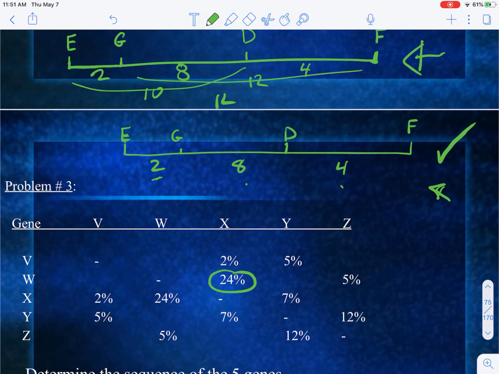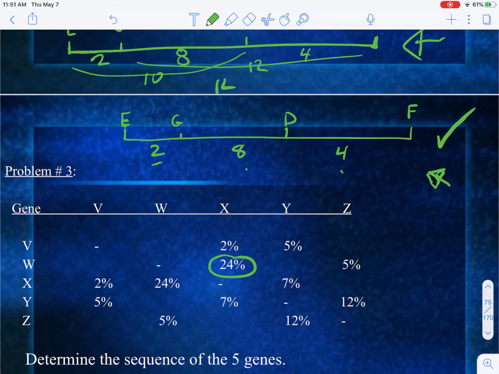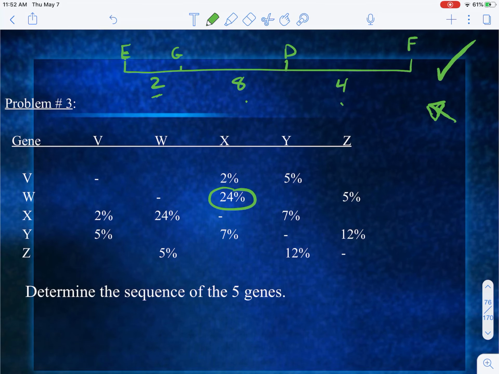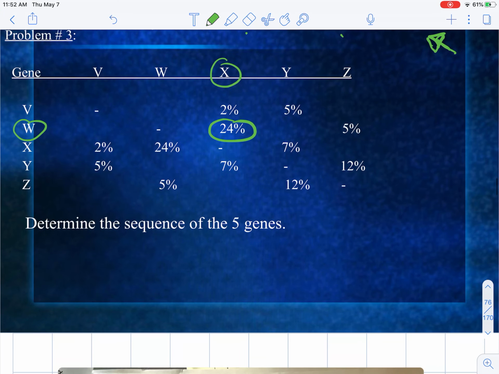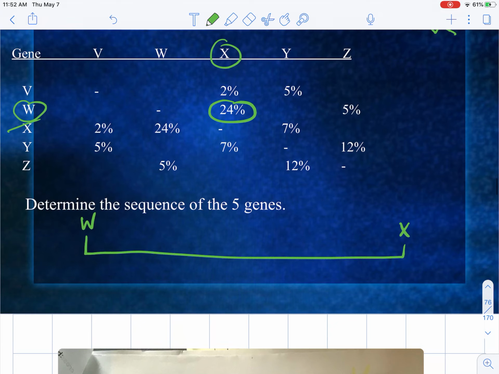Problem 3, here you can see that the 24 is your... oh, by the way, for this one, if you put your E and F in opposite locations, your gene map should be an exactly flipped one of this one. So you do not need to worry if yours is exactly opposite. It depends which way you put, in this case, your X and your W, which are the ones that are furthest apart. And depending on where you put them, is how your map is going to look.